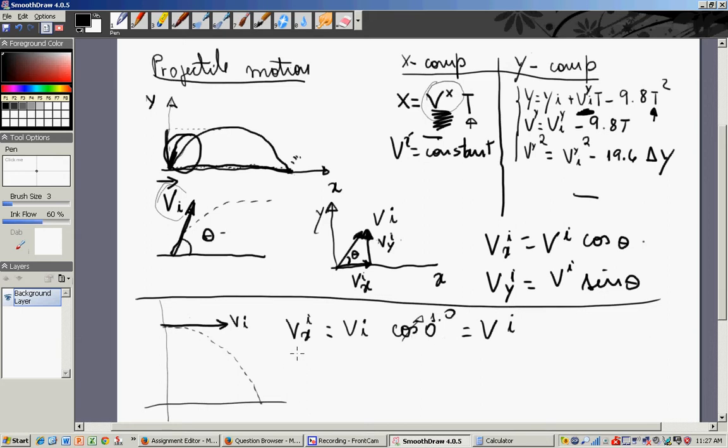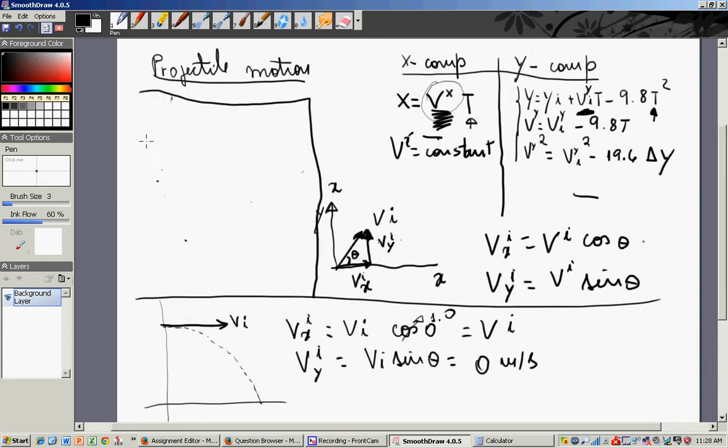What is your initial velocity in x? Well, the initial velocity in x is Vi cosine of 0. Cosine of 0 is 1, right? So your initial velocity in x is Vi. That's it. And what is your initial velocity in y? Well, it's Vi sine of 0, if you want to pick with trigonometry, 0 meters per second. So there is no initial velocity in y in this type of problem. Okay?